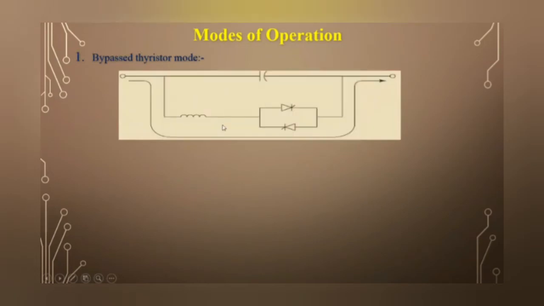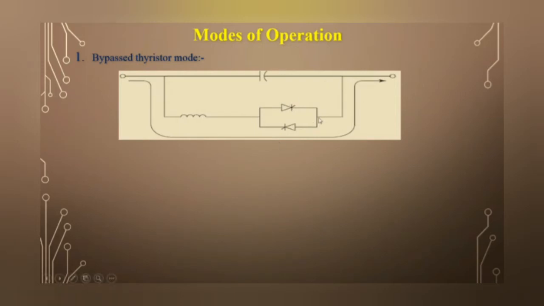So first is the bypass thyristor mode. This is a basic diagram of this bypass thyristor mode. In this mode, the thyristors are made to fully conduct with a conduction angle of 180 degrees. Gate pulses are applied as soon as the voltage across the thyristor reaches 0 and becomes positive. That results in a continuous sinusoidal flow of current through the thyristor valve.